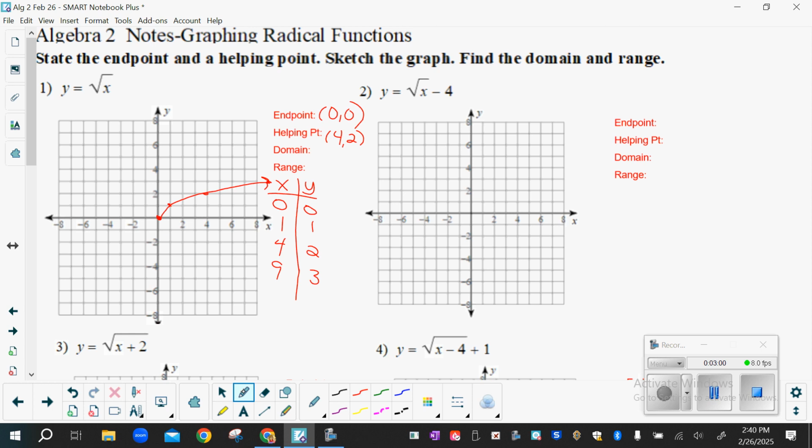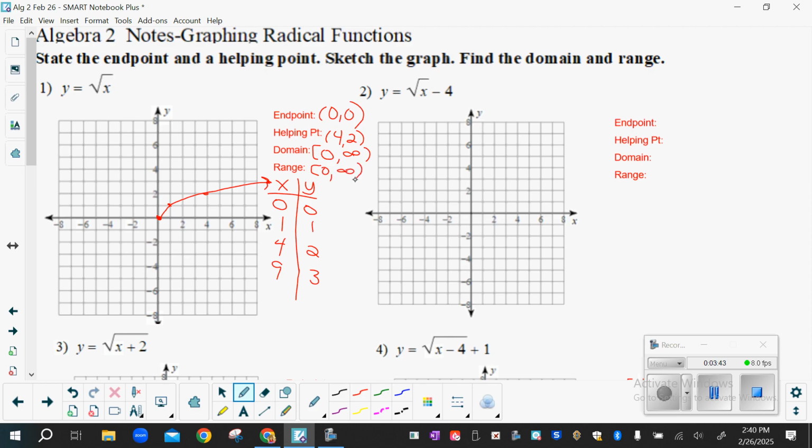So domain. What would the domain be, Aiden? It would be 0. We don't have to put it in the form. I'm going to put it in interval notation. So 0 and infinity. Do we include 0? Is 0 a bracket or parentheses? It's a bracket. And then the range would be a bracket 0, and then infinity.